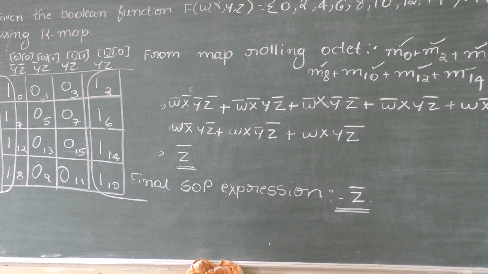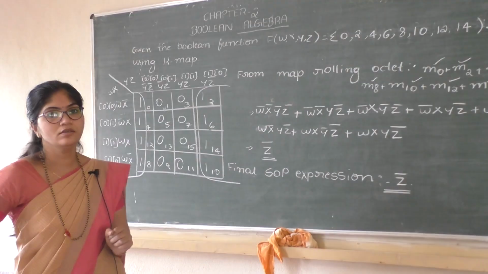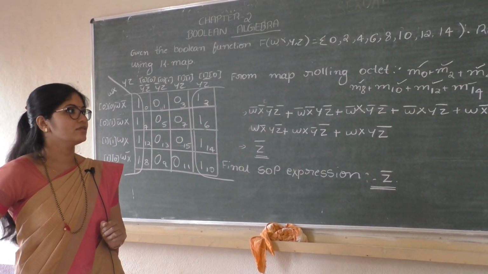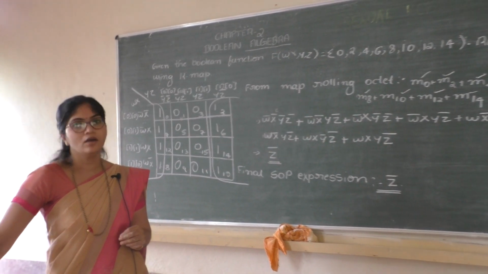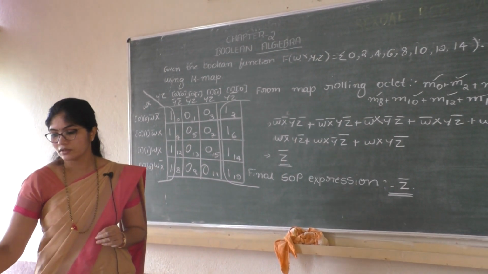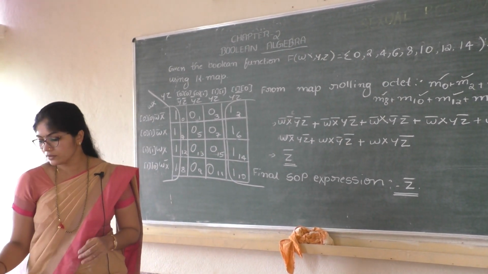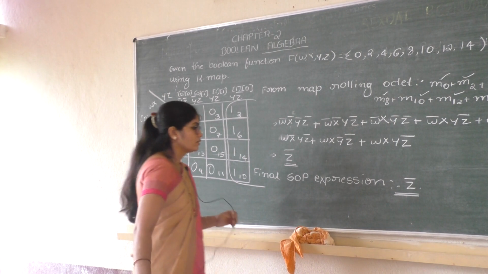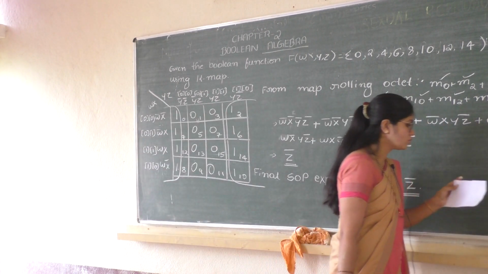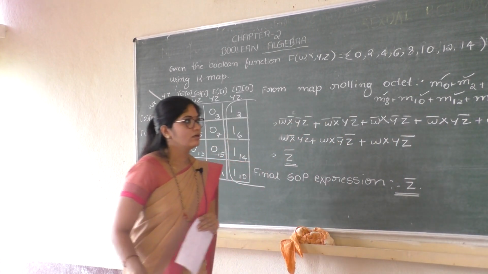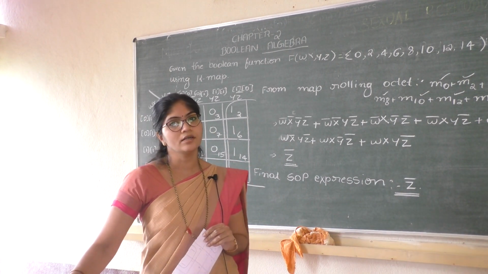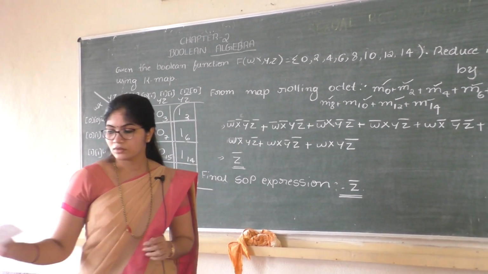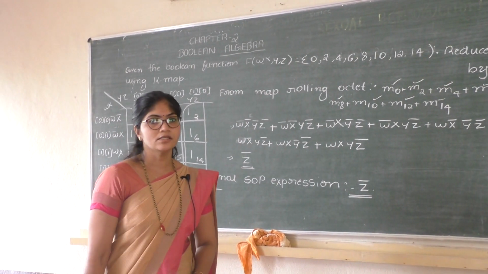So in today's class we have seen how to form groups using map rolling, that is how to form pairs, quads and octets using map rolling. According to map rolling, ones in the opposite corners, opposite edges and corner edges are adjacent. We will continue in the next class. Thank you.